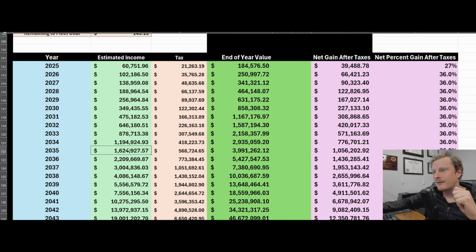And even by that point, if it's half of this, if it's half of $1.6 million, how much is that? That's $800,000. If it's a fourth of that, my math is going to be terrible, it's going to be $400,000. And tell me if you can't live off of $400,000.